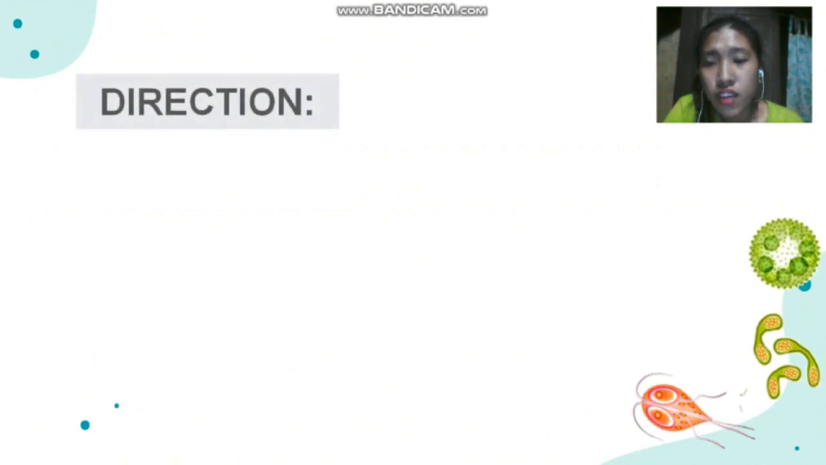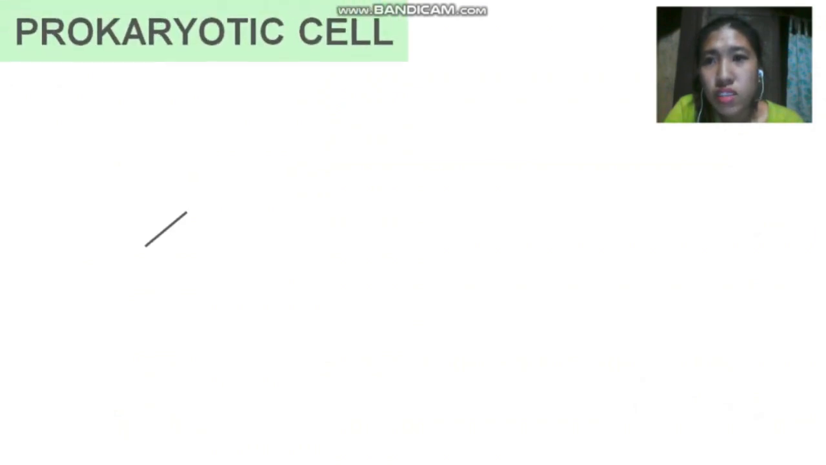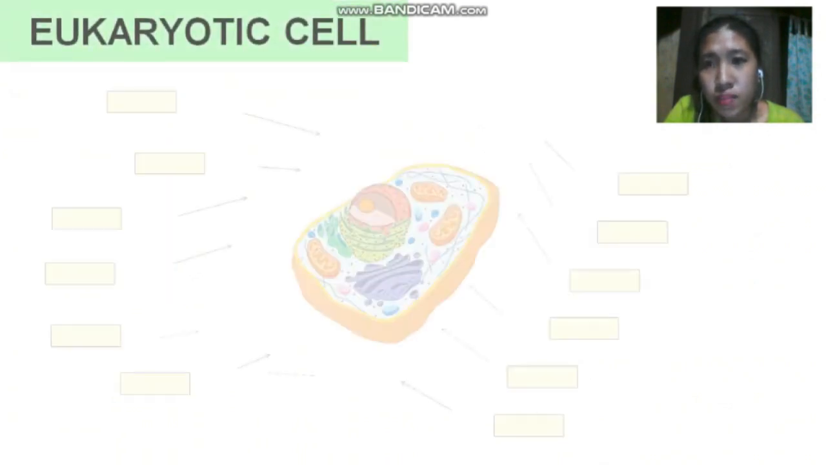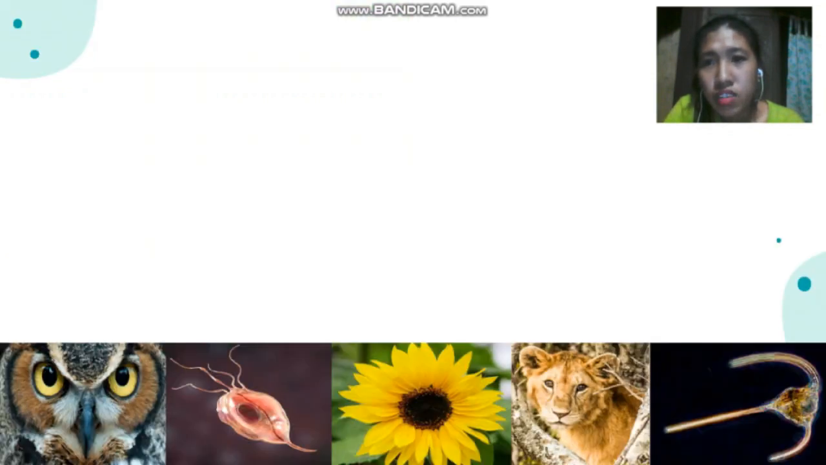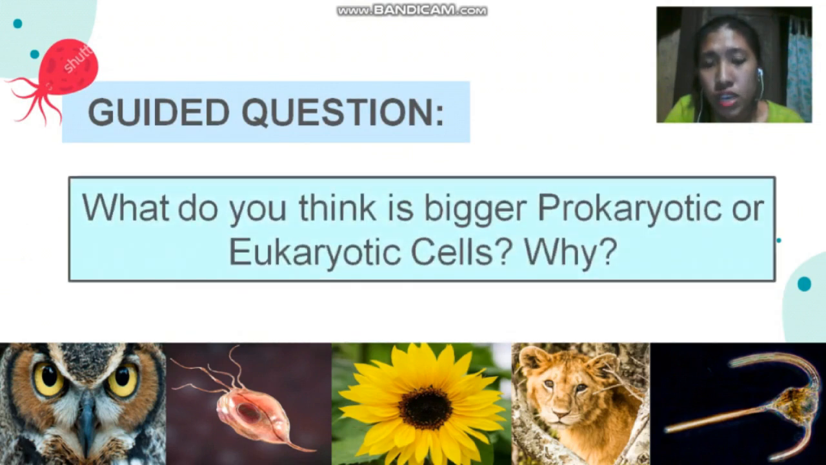So, this is the direction. Label the parts of prokaryotic and eukaryotic cell and answer the question provided. So this is the diagram for prokaryotic cell that you need to identify, as well as the diagram for eukaryotic cell. Here are also the guided questions that you need to answer. What do you think is bigger, prokaryotic or eukaryotic cell, and why? At this moment, you may now start. Are you done? If yes, let us find out the answer for that activity.